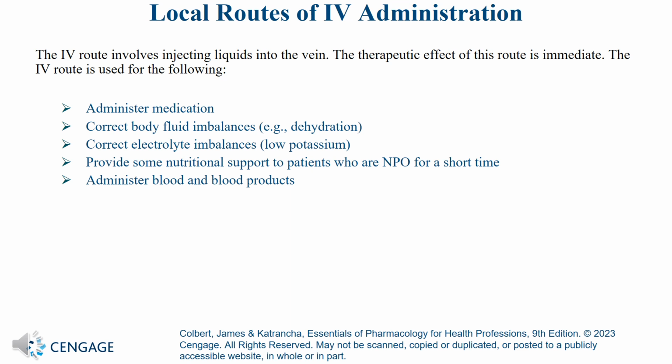Your local routes of IV administration. The IV route involves injecting liquids into the vein. The therapeutic effect of this route is immediate. The IV route is used for the following: administer medication, correct your body imbalances, like if you're dehydrated, correct your electrolyte imbalances, like your low potassium, provide some nutritional support for patients who are NPO for a short amount of time, and then administer blood or blood products.